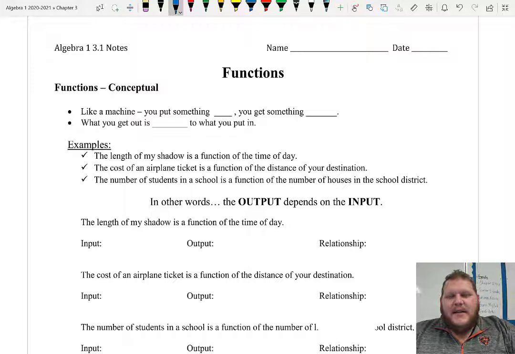Hey guys, today we are taking a look at 3.1 functions for our notes. Yesterday in class you guys worked on the Desmos activity that explored the input-output relationship. All of those were based on a table. Today we're going to take a deeper dive into some vocabulary and look at some of those other representations that we could be presented for a function.